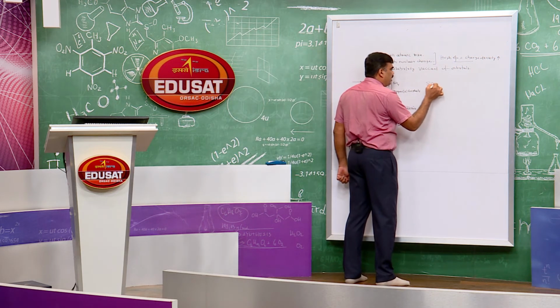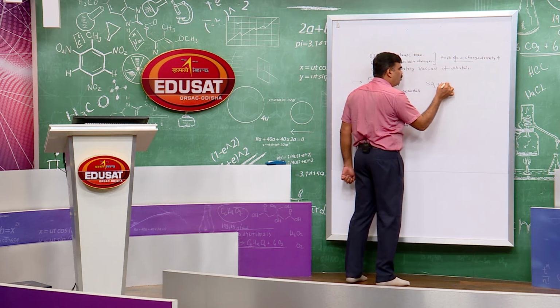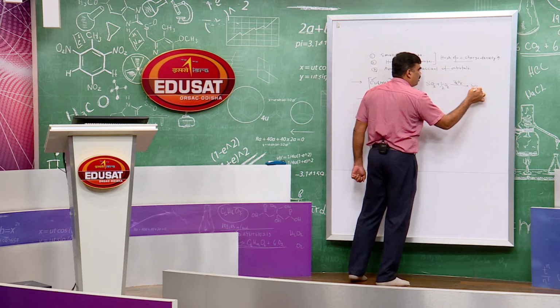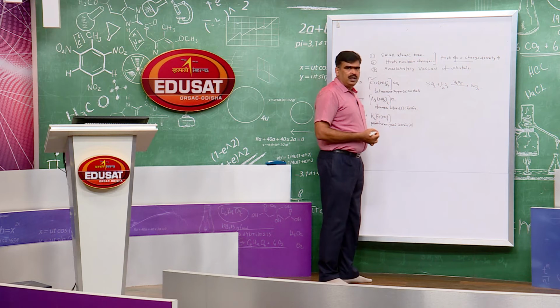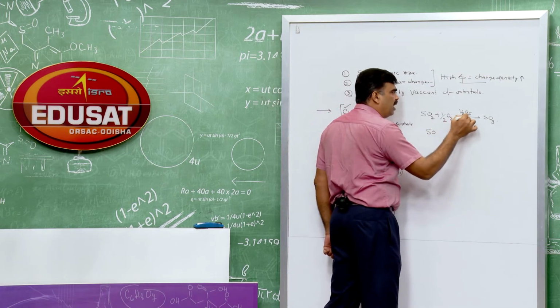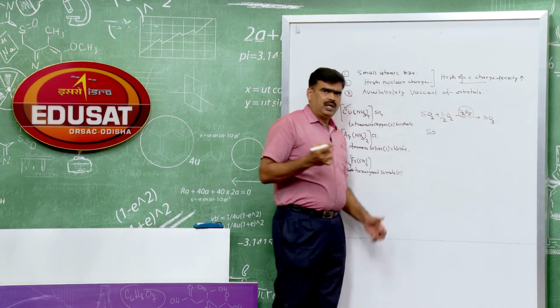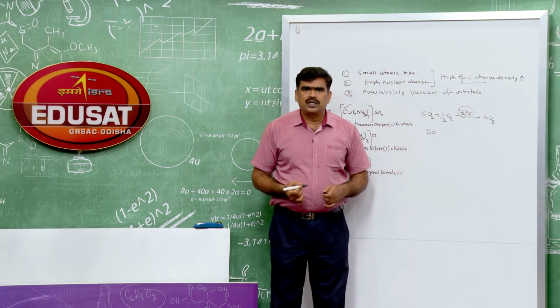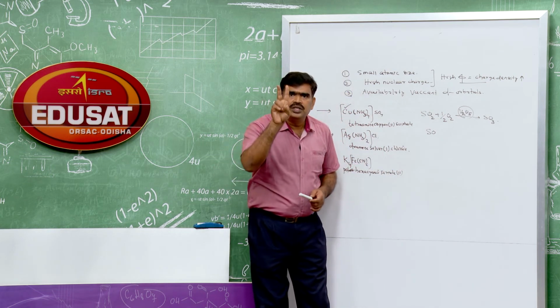Sulfur dioxide plus half O2, with vanadium pentoxide playing a vital role, gives you sulfur trioxide. Why vanadium pentoxide, or why do transition metal compounds act as a catalyst? What are the reasons? There are two reasons.